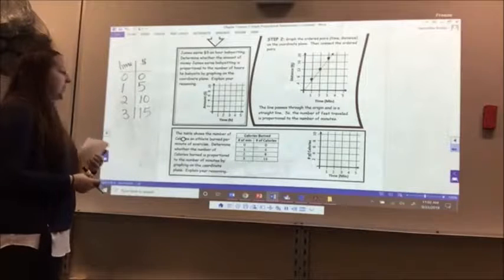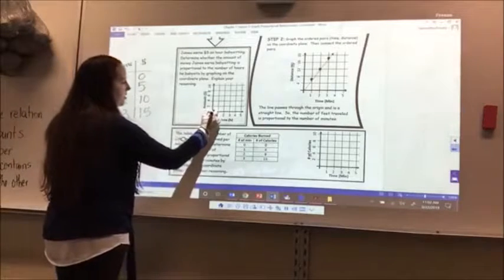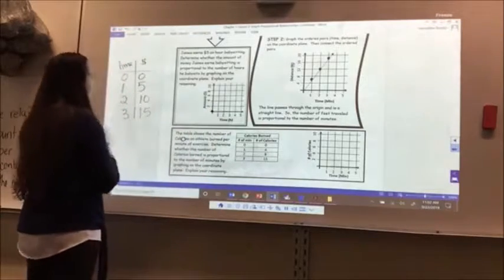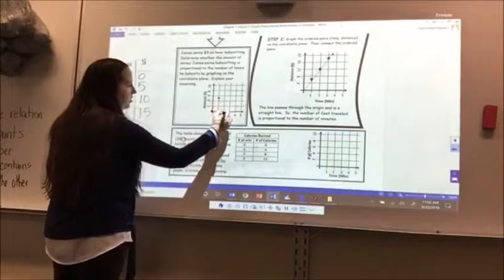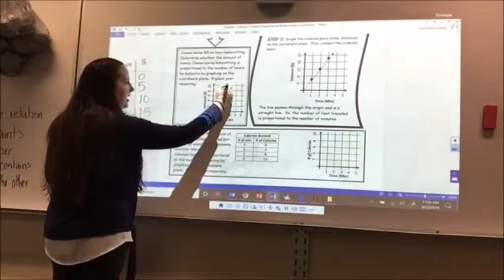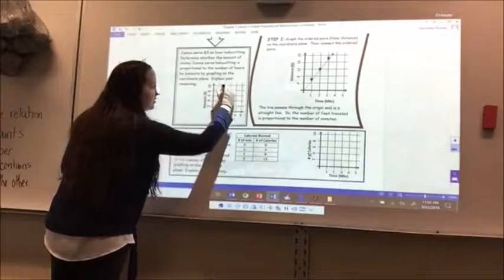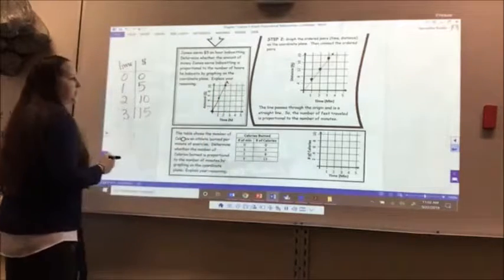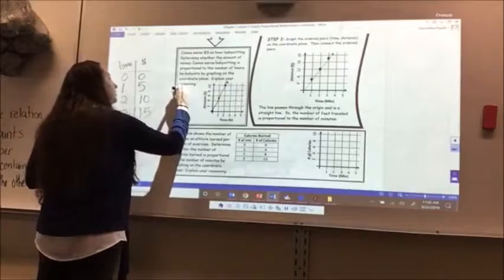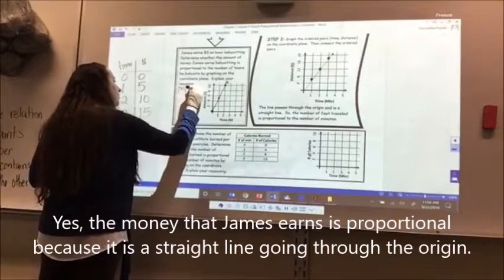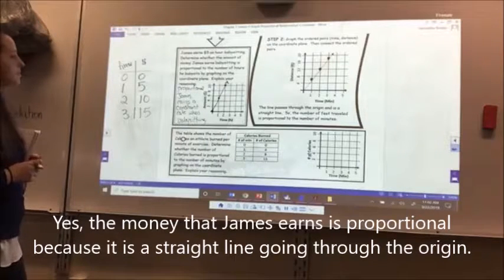Now I can go ahead and graph this on my graph. My first point is (0, 0). (0, 0) is right there. It's at the origin. Then I have (1, 5), (2, 10), and anything else is going to be off my graph. But this is a straight line that travels through 0, the origin, so it is proportional. My reasoning is that James earns a constant rate when he babysits.